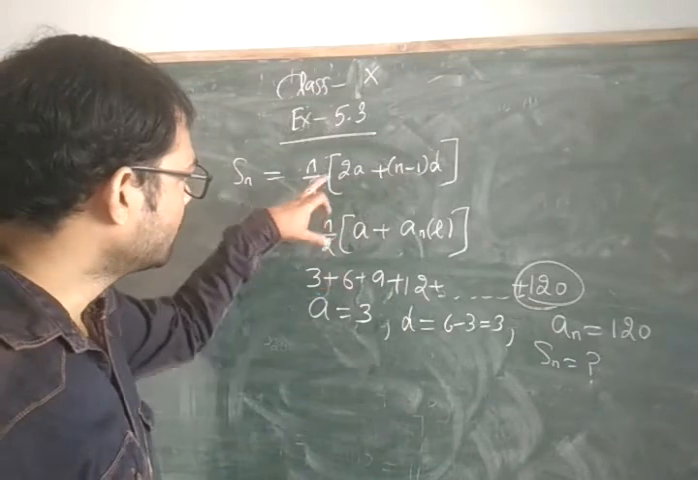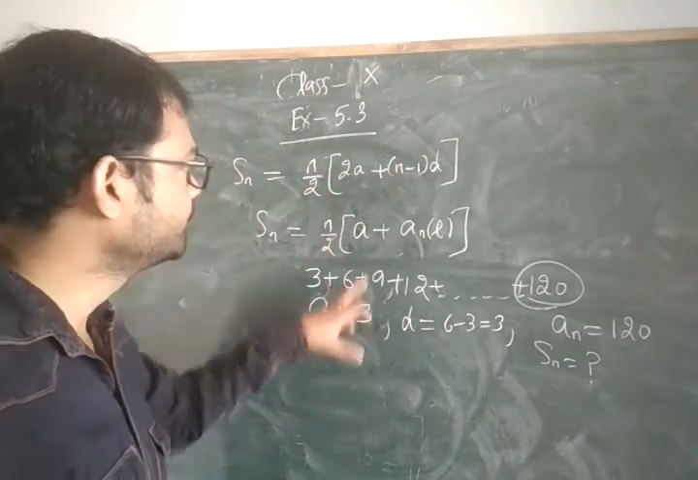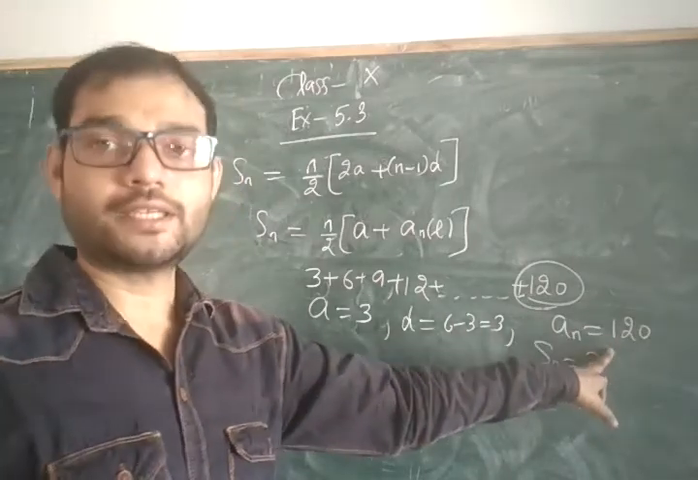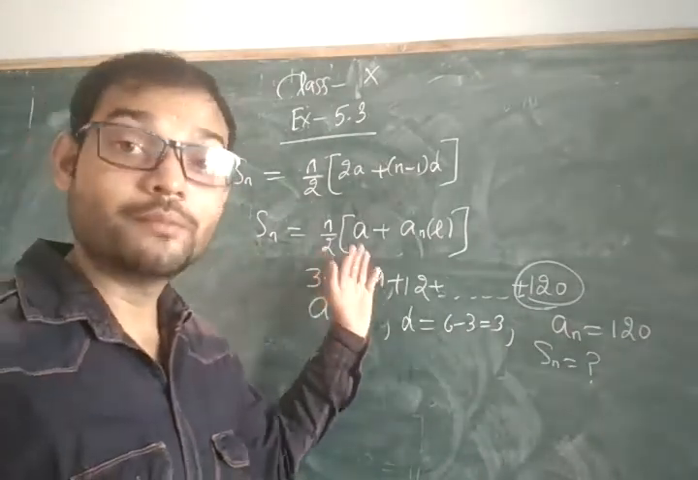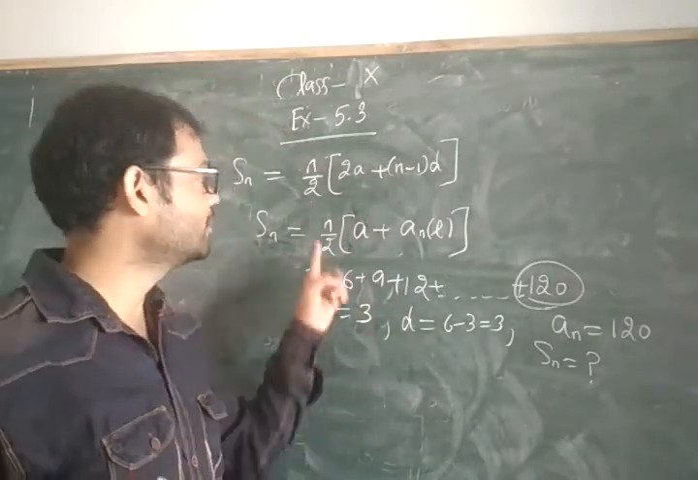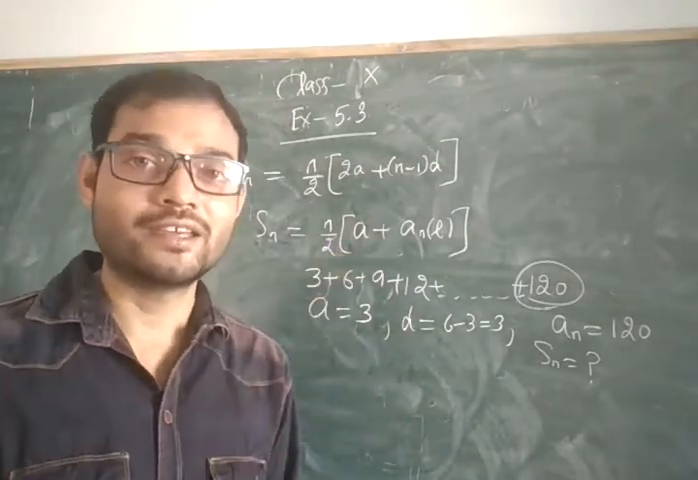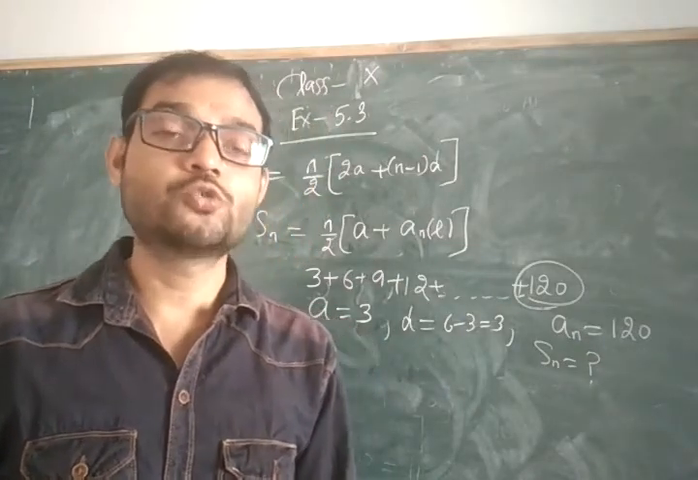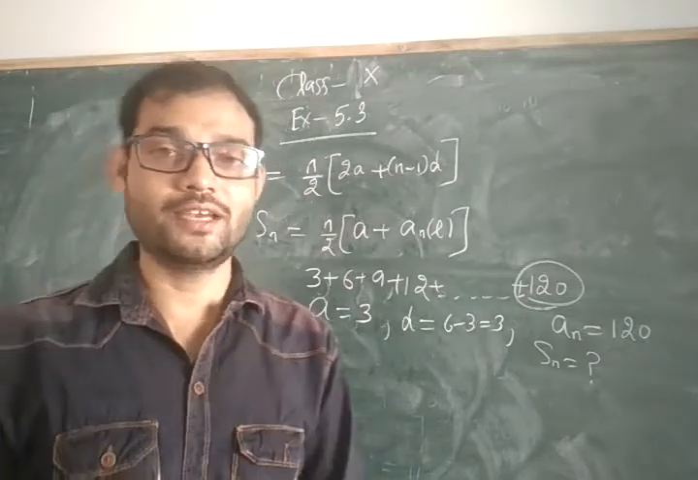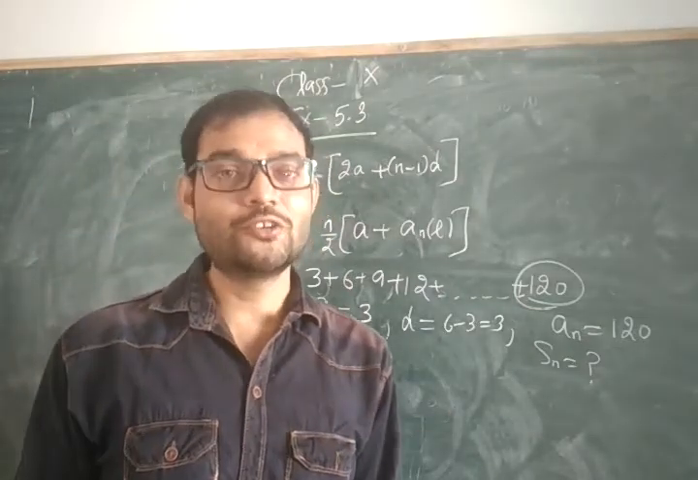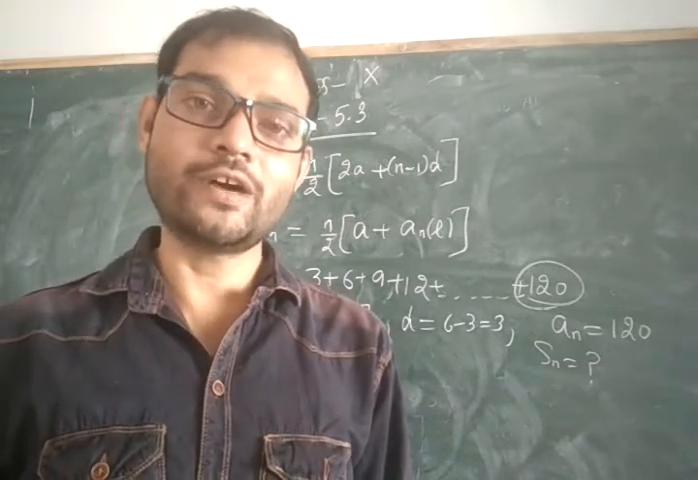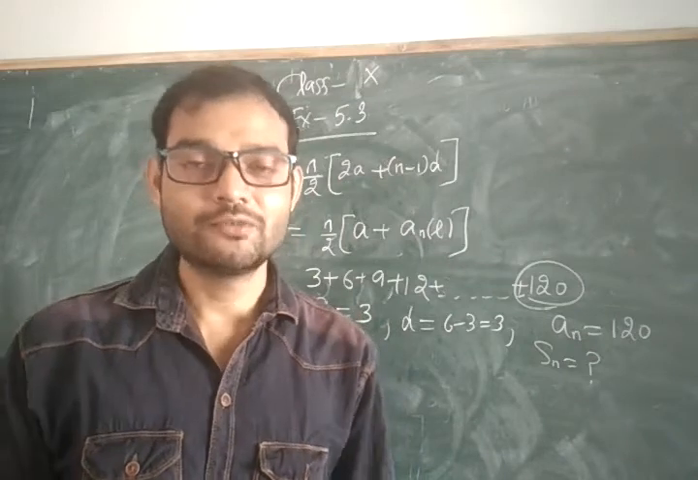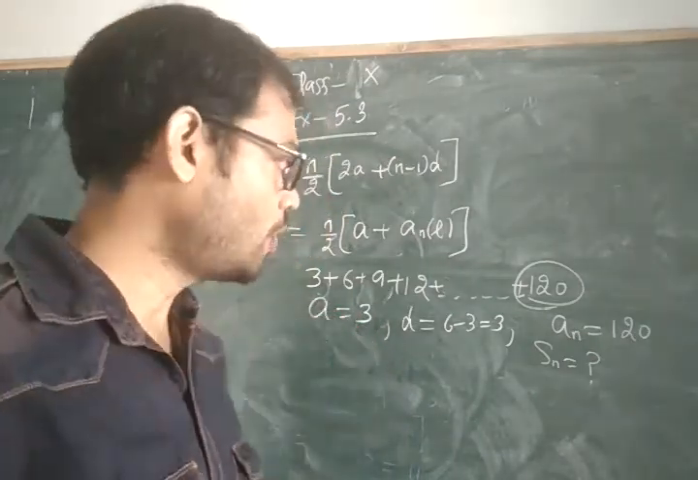I know the value of a, good. I know the value of an, that's also good, so obviously you will move to this form. But if you see carefully, we don't know n. It means our first target is to find n. You have already learned how to find n in your last exercise, which I told you also. So how to find n?